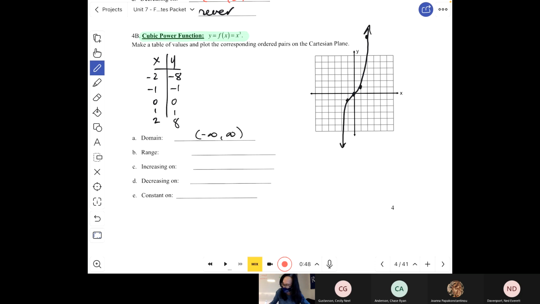Okay, range. Where is this function increasing? You are absolutely correct. Everywhere, right? If I read that graph left to right, it's always increasing in y values. So where is it decreasing? Never. And constant? Never. Okay, so we've just added the cubic power function, and we're going to really explore those power functions to get the polynomial functions that we will be working with in this unit.